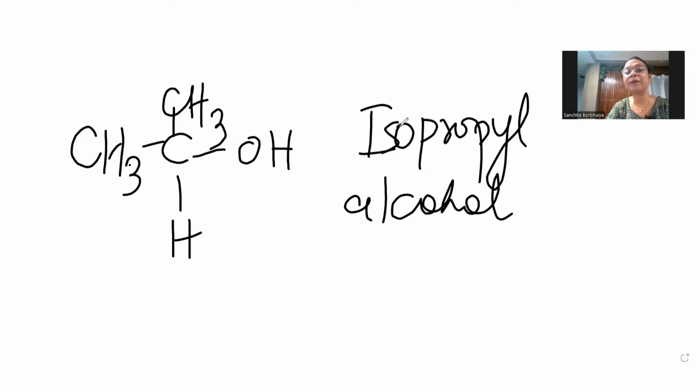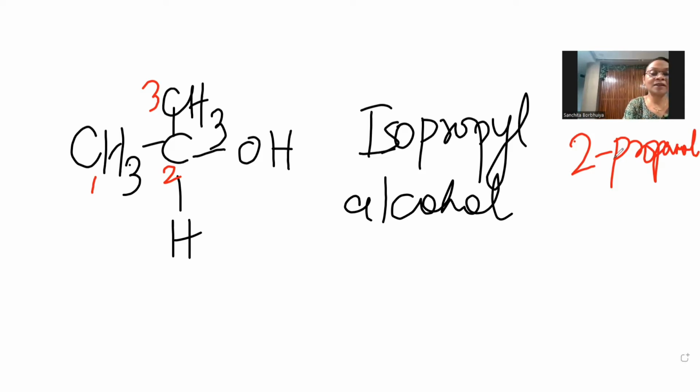which is the common name of the compound, and for the IUPAC name, the numbering is 1, 2, 3. The chain is not just a straight line. The chain starts from one carbon and ends on the other carbon. So it is a propanol, but the OL is on the second carbon. So it is 2-propanol or propan-2-ol. It means the same. Okay. So the next one, my next favorite, a 3-degree carbon.